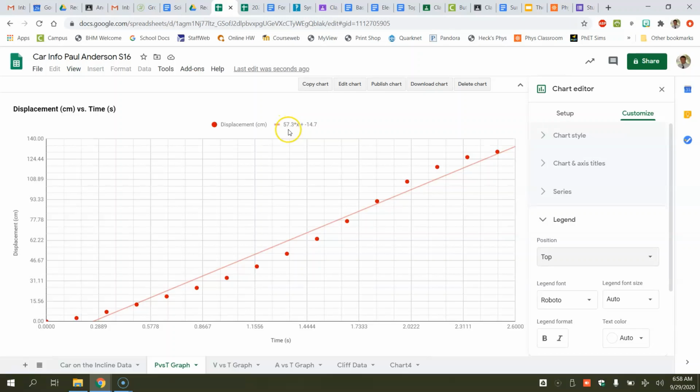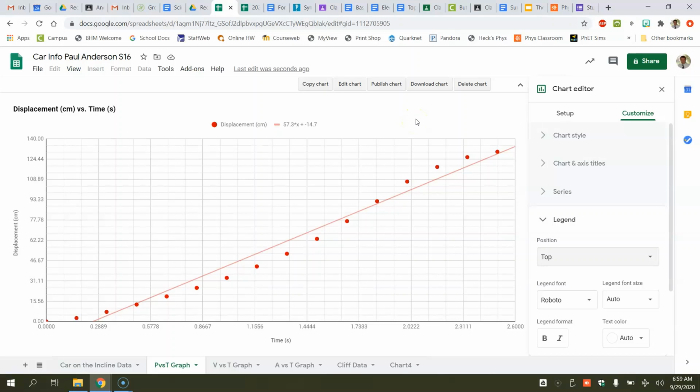So the 57.3 is the slope, there's the x, and then the negative 14.7, that's the intercept. The reality is that this trend line is trending to show that I'm going to intercept down here. But the reality is the car started at 0. So my average speed was the 57.3. That's how I get the average speed for my entire graph based upon that trend line. Okay, so that's item number 1.